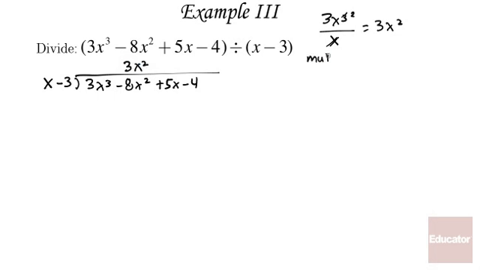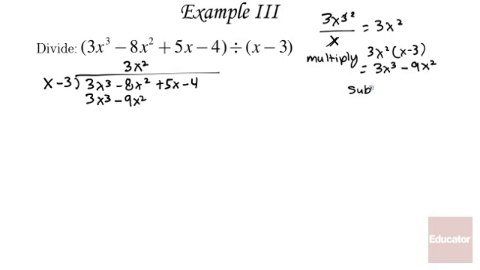Then I'm going to multiply 3x squared times x minus 3, and that's going to give me 3x cubed minus 9x squared. So I'm going to multiply, and I did multiply, so I have 3x cubed minus 9x squared. Then I'm going to subtract this. So that's the same as adding the opposite. Change the signs. 3x cubes cancel out. Negative 8x squared plus 9x squared gives me an x squared. Bring down the next digit.